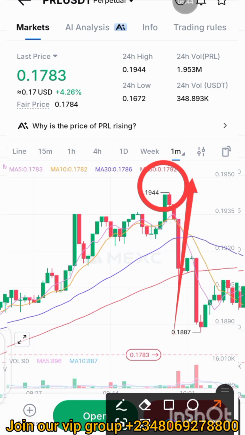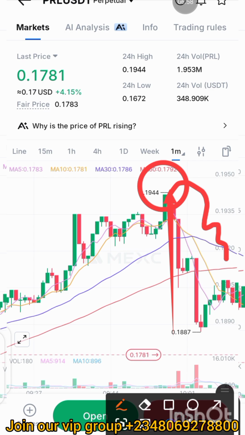Once it has given me this kind of sign, I still have to wait for an empty body to form another candlestick. Then I will short the market, because it will go down. That's how you actually make huge money from this particular strategy.